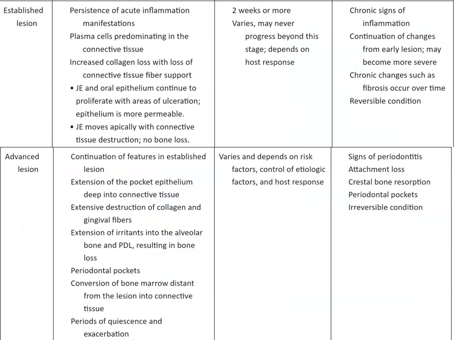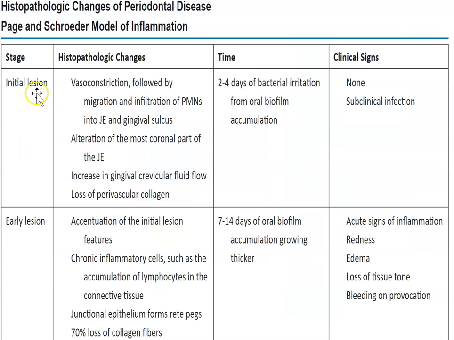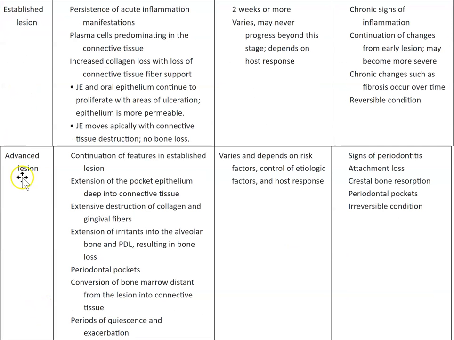And then if that doesn't work, and we have an advanced lesion where we're getting bone loss, look at how many more cells have come out in that area to try to eat up the bacteria. We can see the junctional epithelium has migrated down, or apically, so the pockets are deeper now too. So these are the different types of lesions: initial, early, established, and advanced.